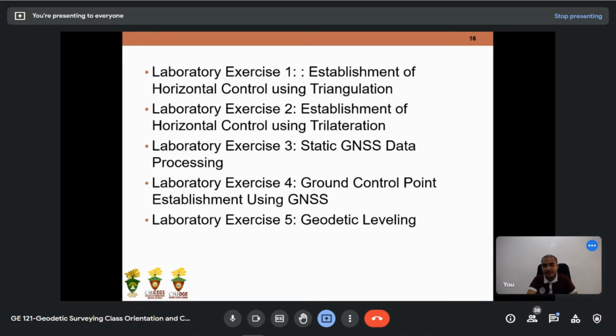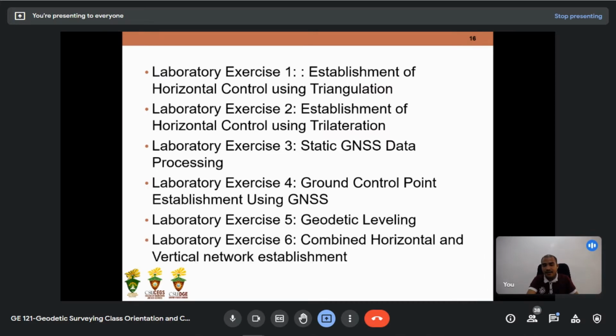The equipment is already available at CSU. And laboratory exercise number 6 is the combined horizontal and vertical control establishment. Since our lab 1 and 2 are more on horizontal control, we then have laboratory exercise number 5, which is geodetic leveling. In lab 6, we combine the horizontal and the vertical. From a known point, we determine both 2D, the horizontal, and the elevation, so we establish another control point, but with two sets of data for that point.